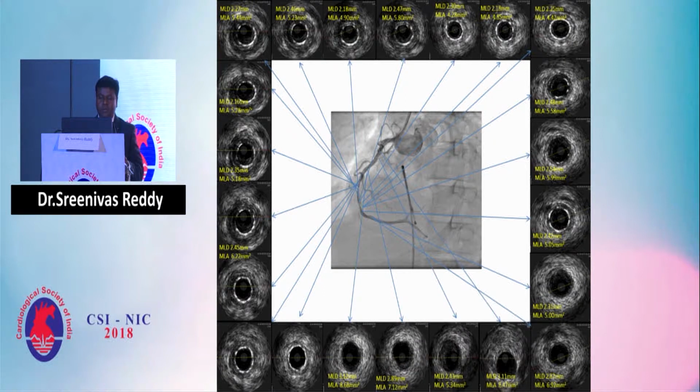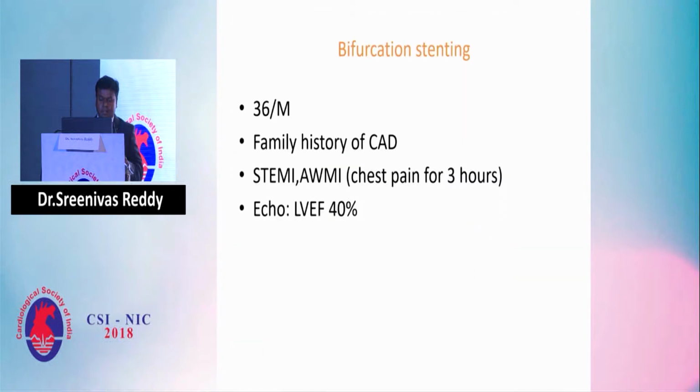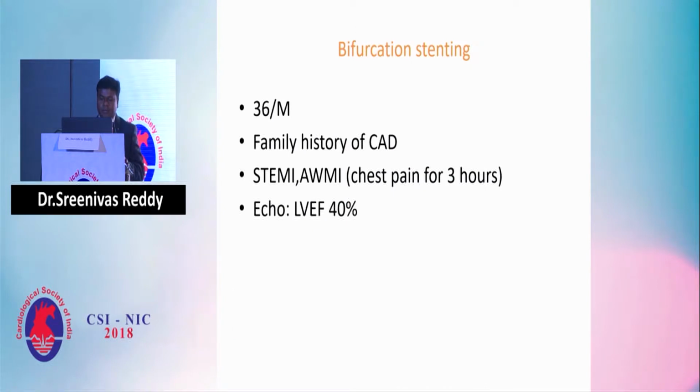So this patient underwent PCI, where we put one more stent, and this is the result after that. So this helps in understanding the nature of stent failure after a few years.